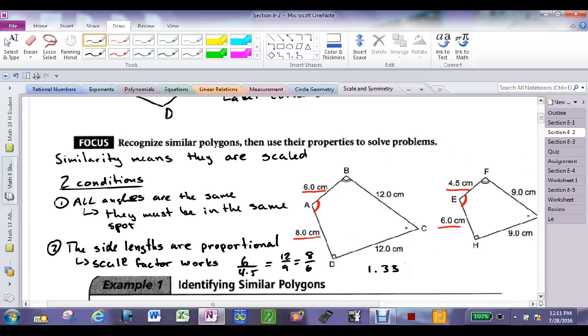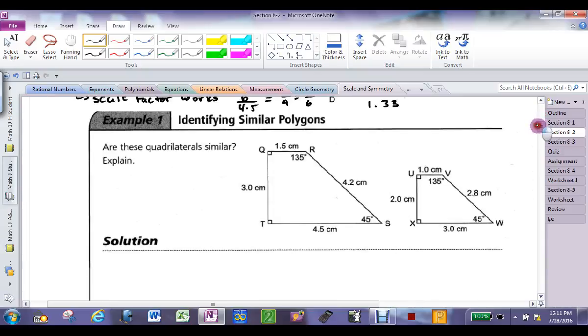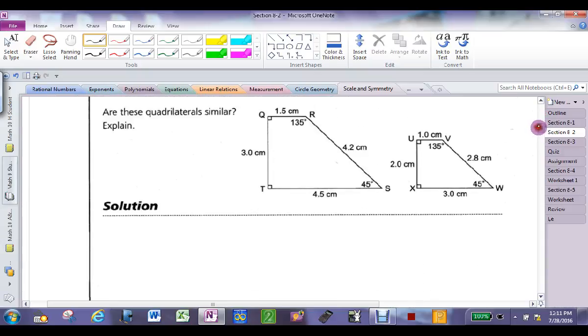Okay? That's the theory. Now we're going to use it. But first, we're going to make sure you can do this. Are these guys similar? Yes or no? Yes. Got to check two things. One, check angles. Are the angles the same? Yes. Q equals U. They're in the same spot, right? It's between the second shortest and the shortest. So Q equals U, T equals X, R equals V, and S equals W.